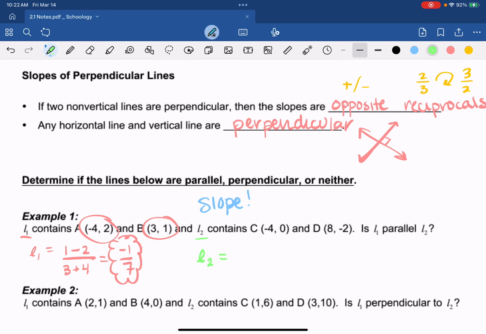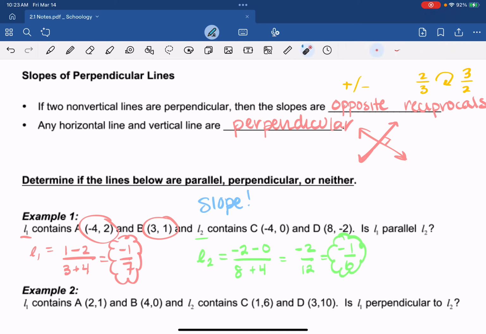Line 2, let's calculate slope for that one. That one would be negative 2 minus 0 over 8 plus 4. And when I solve that, I get negative 2 over 12. Now that one I need to simplify, so that'll be negative 1 over 6. Let's put that one in a thought bubble.